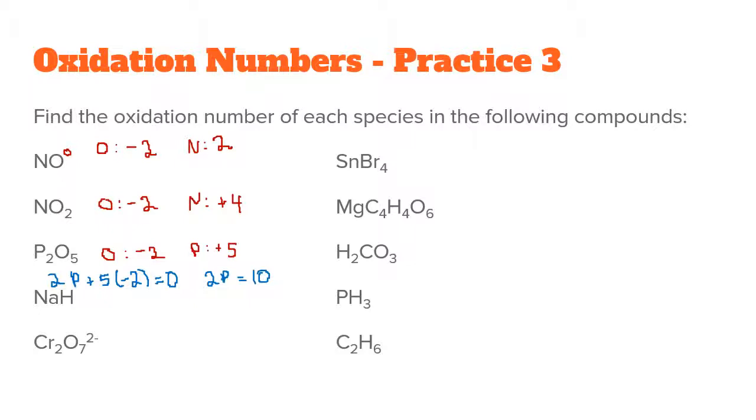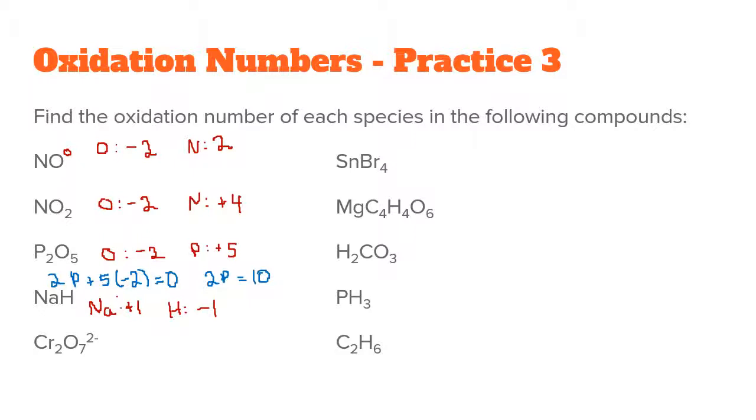Next up is sodium hydride, and we know that ionic compounds always just follow their charges. Sodium takes on a +1 charge. And likewise hydrogen, when it's bonded to a metal, one of the rules is for hydrogen to have a -1 oxidation state. Those two add up to 0, so we're good to go.